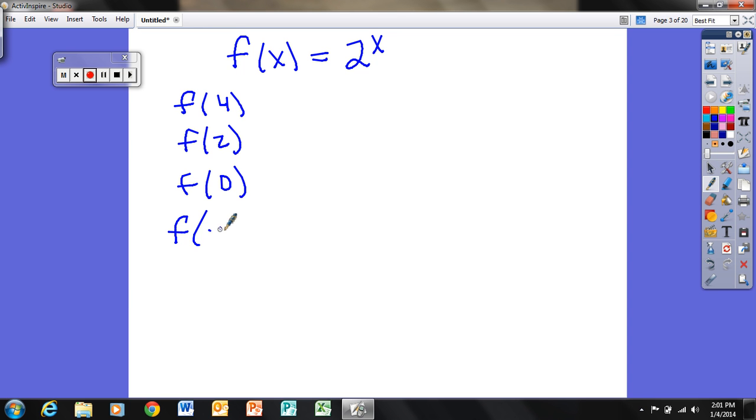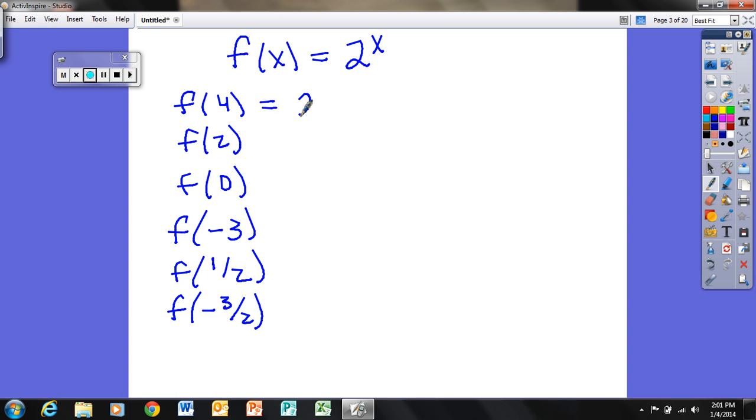f of negative 3, f of 1/2, and f of negative 3/2. So remember, whatever the f of 4, that's our x value. So now all I'm going to do is substitute that number in for x.